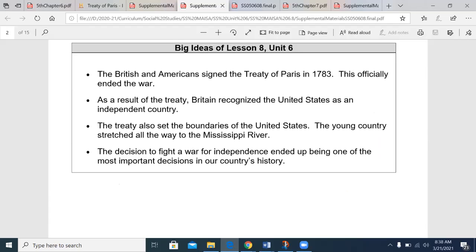The decision to fight a war for independence ended up being one of the most important decisions in our country's history, which might go in a double duh factor, because if we didn't fight a war for independence, our country would be part of a different country. Just saying.